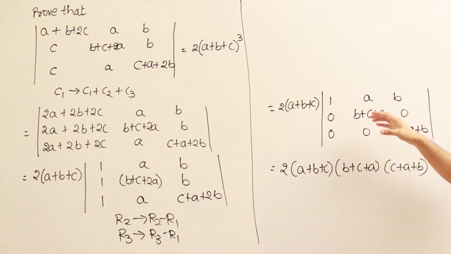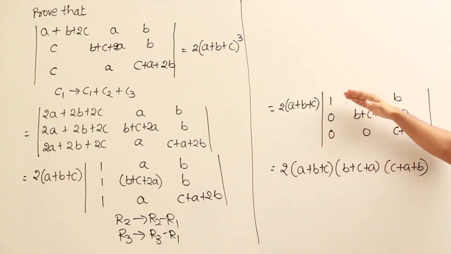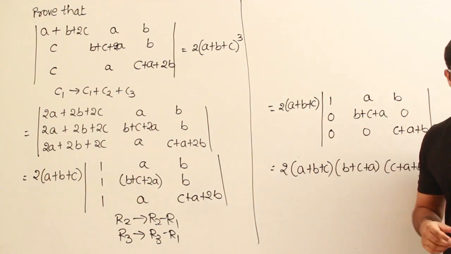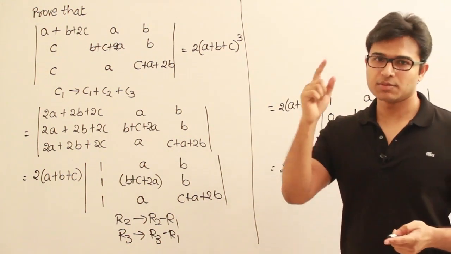So if you observe this, it is clearly an upper triangular matrix, right? Because all the elements below the principal diagonal are 0. It is an upper triangular matrix, and we know that in case of an upper triangular matrix, the determinant is nothing but the product of all the elements in the principal diagonal.